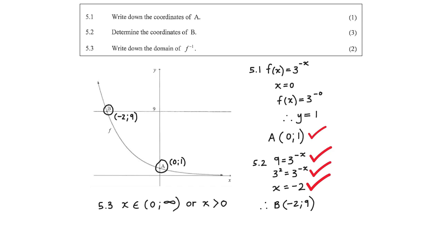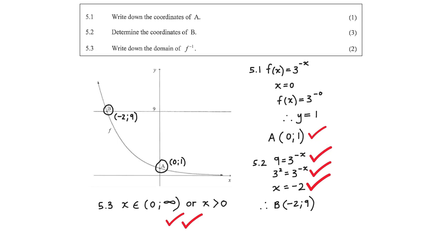Let's look at the mark allocation. For this question, you get 2 marks for the final answer. In question 5.1, some students swapped the coordinates and gave the answer as (1, 0). So be careful when you write down the coordinates that you put 0 at the x coordinate and 1 at the y coordinate. Then question 5.2, some candidates wrote 9 as 3 to the power of 3. So make sure 9 is equal to 3 to the power of 2.